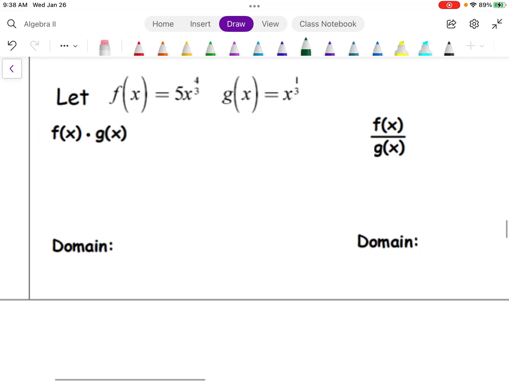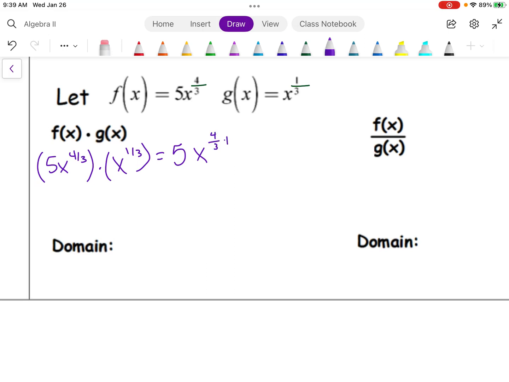Last but not least, so these next ones have our exponents again. So we want to take f of x times g of x. So that's 5x to the 4/3 times x to the 1/3. Okay. Well, that would give us 5. And then remember, since we're multiplying, we're going to end up adding our exponents. So we have 4/3 plus 1/3. Okay, and again, we add our exponents because they have the same base. And so then our product rule tells us just to add. So 4/3 plus 1/3 is 5/3.